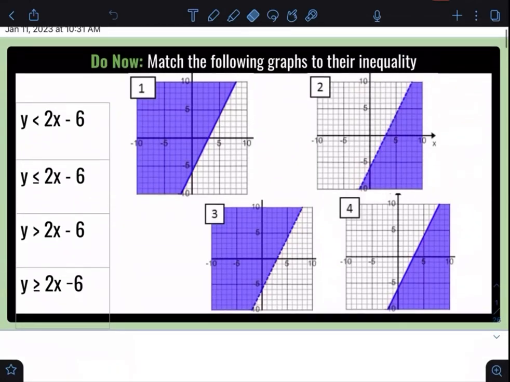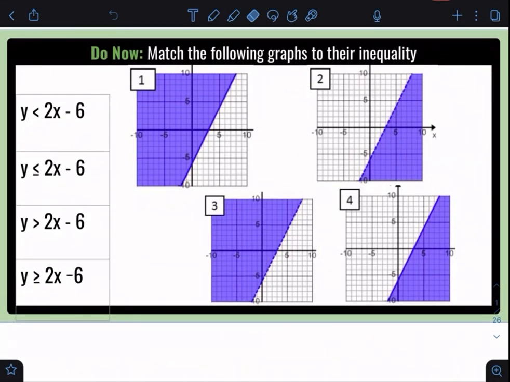Hello, today we are going to start lesson 5.8, which is on graphing systems of inequalities.